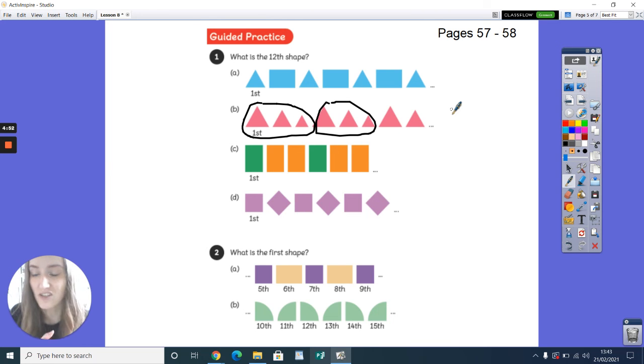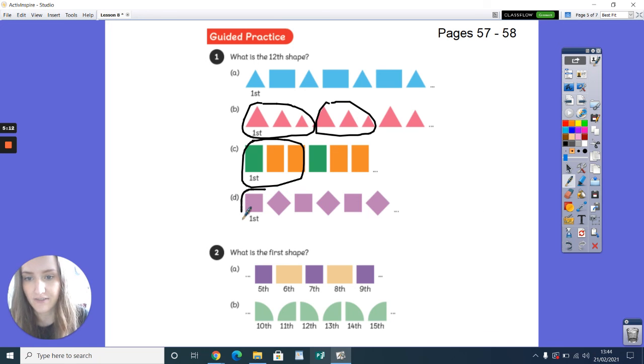If you struggle with that, you could draw the full pattern out. That might help you. This is also a pattern of 3. 1, 2, 3, 4, 5, 6, 7, 8, 9, 10, 11, 12. So what shape will be the 12th shape? And this one, we can look at odd and even numbers because it's just a pattern of 2. Okay? First, second, third, fourth, fifth, sixth, and so on.